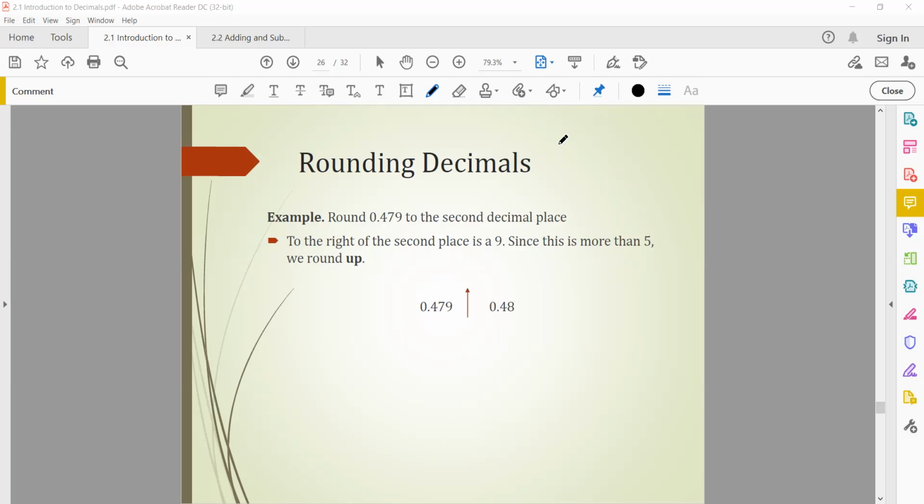So for this one, 0.479, let's write that down.